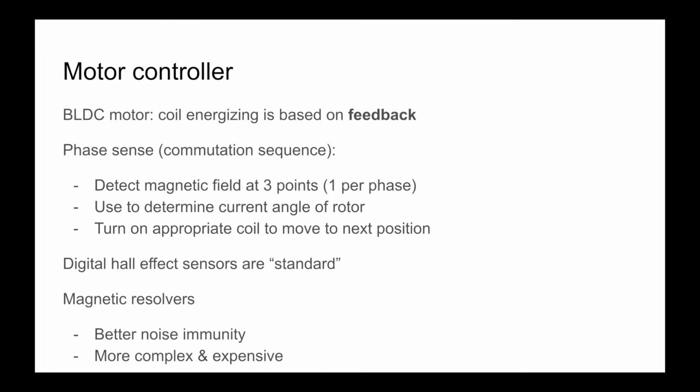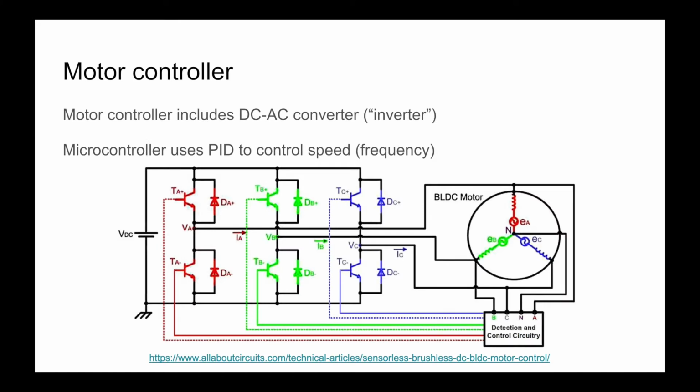In some cases, magnetic resolvers are used instead of digital Hall effect sensors because they offer better noise immunity, but these devices are more complex and expensive. The portion of the BLDC motor that handles this commutation sequence is usually called the motor controller, though other names are sometimes used such as the ESC, electronic speed controller. The motor controller has 2 main portions, a DC to 3-phase AC power converter, sometimes called the inverter, and a microcontroller used for handling all the main logic.